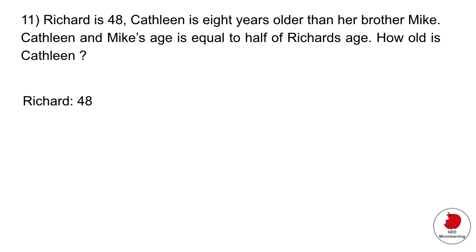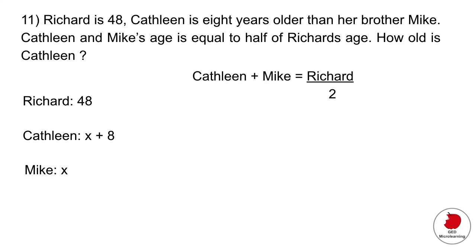We don't know what Mike's age is, so we're going to call it X. We know that Kathleen is 8 years older than Mike, so Kathleen will be X plus 8. Then they're telling us that Kathleen and Mike's ages together are equal to half of Richard's age. So Kathleen plus Mike is equal to Richard divided by 2. Kathleen is X plus 8, Mike is X, and Richard is 48 years old, divided by 2. That's the formula you would use.